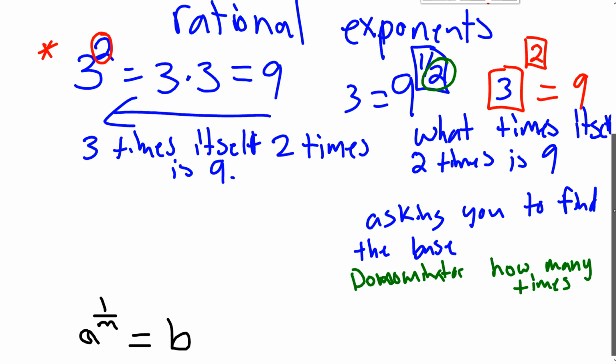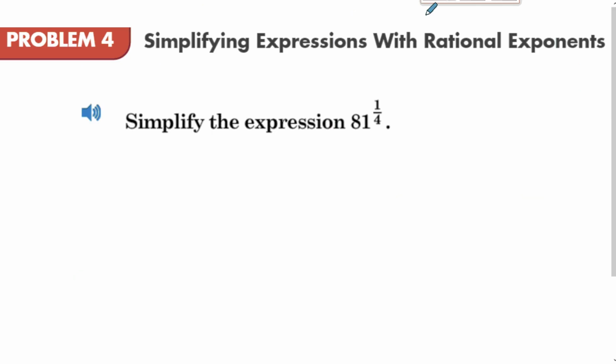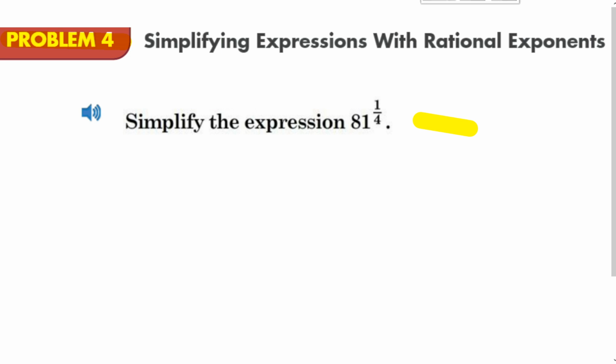It's asking for what is the base. That's the generic form of it. So let's get into a few examples. This is just a continuation, so here you can highlight problem 4 and highlight whatever the answer is here. We're continuing on section 1.